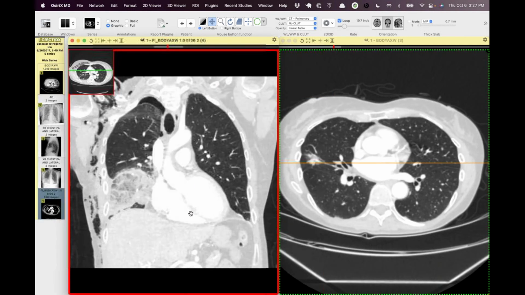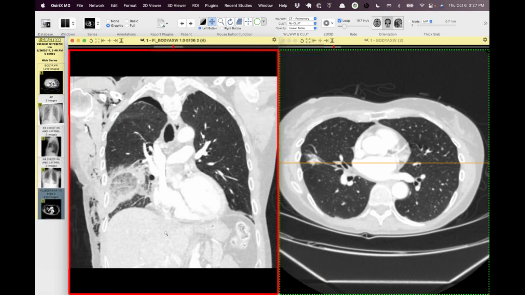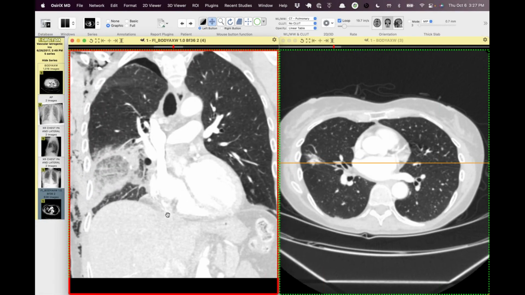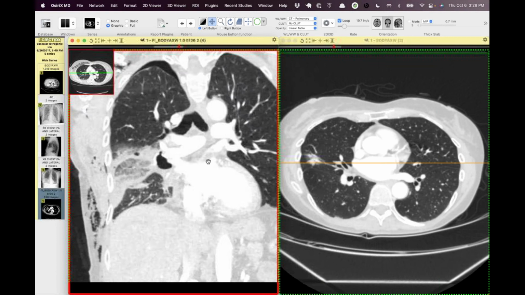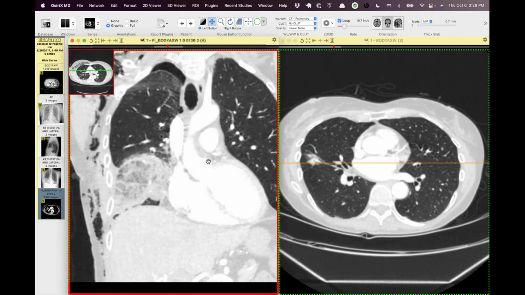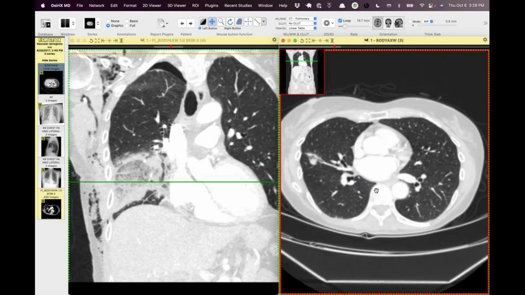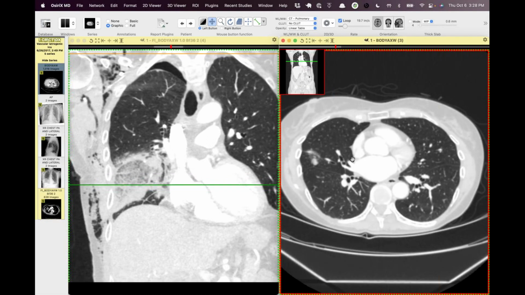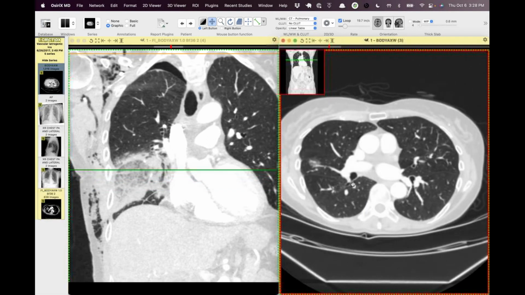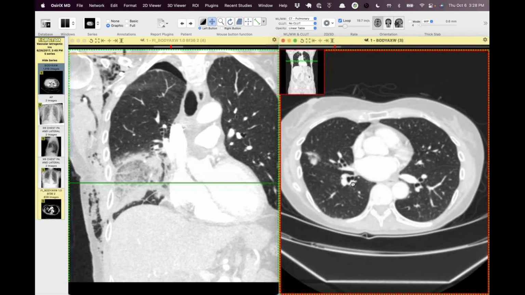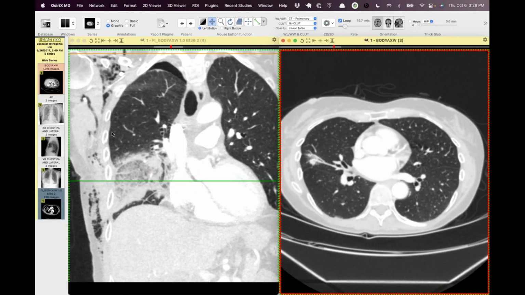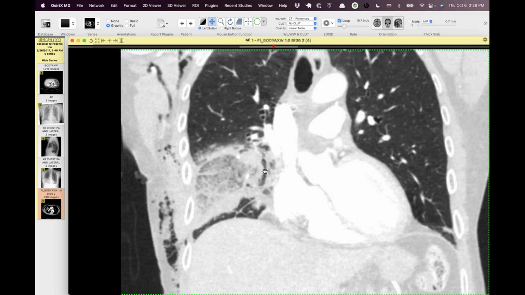So this was a right middle lobe adenocarcinoma to start with. I thought I heard you say it was a right lower lobe, but it is a right middle lobe, right? Yep, the right middle lobe, lateral segment. Okay. And they thought they took out the whole middle lobe, but they really ended up taking out the segment.